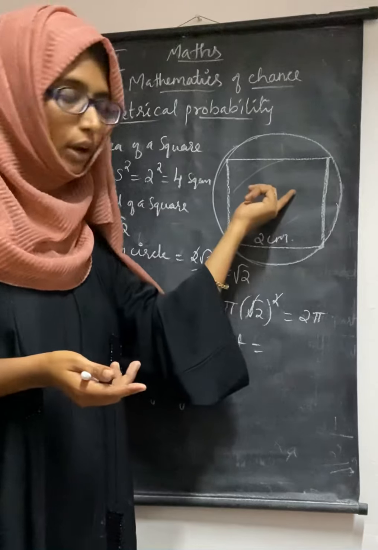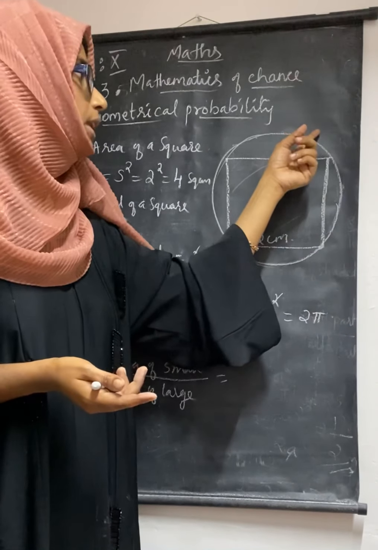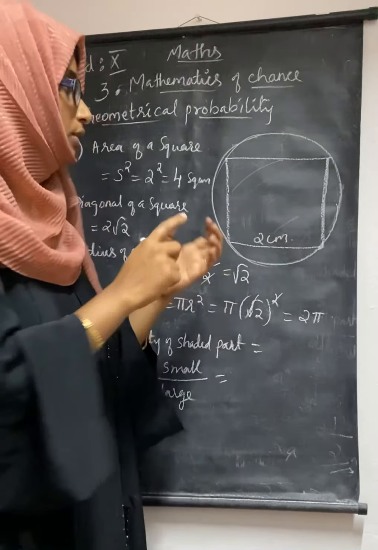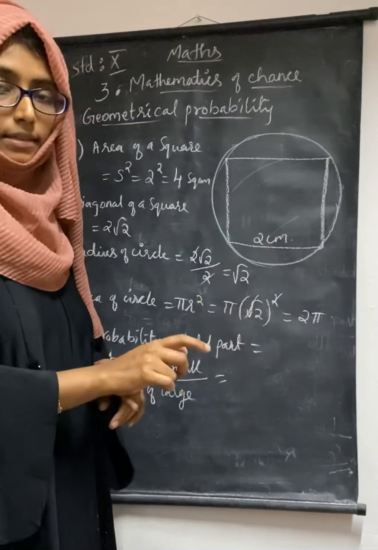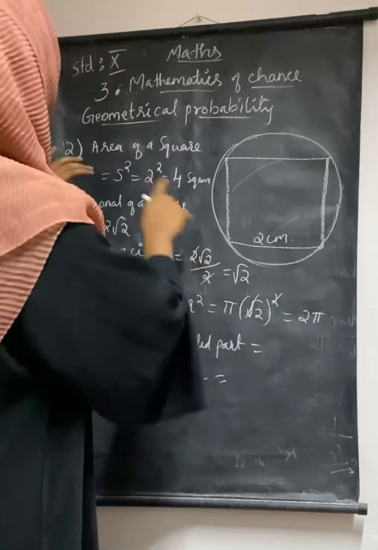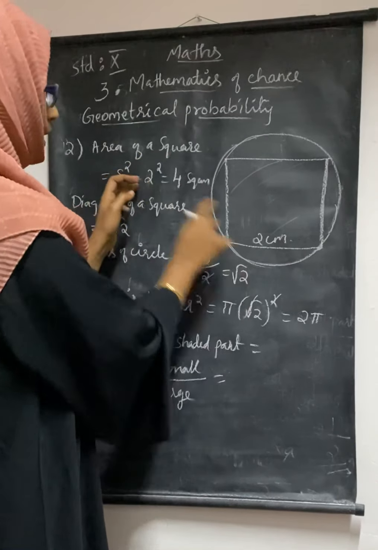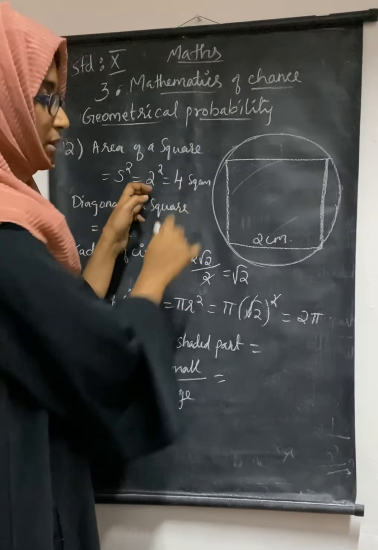So area of the square you have to find out. Large, which one? Area of the circle you have to find out. Area of the square, formula you know, side into side. One side is given, 2. So it is easy to find the area of the square. Area of the square is side square, 2 square, 4 square centimeter you got.